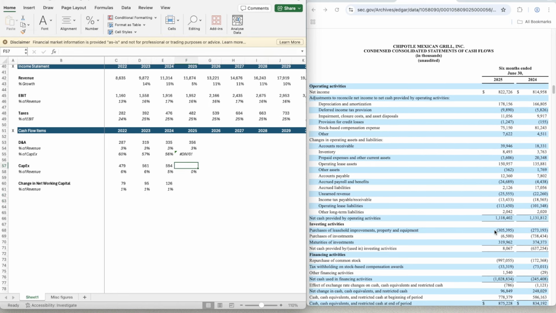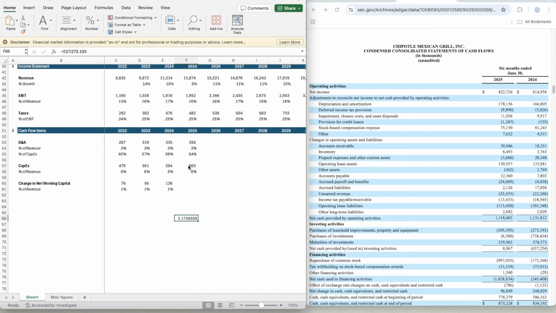So again, here we just have a quick check to see how it did relative to the half year. 273.193, so 2.17. Okay, so the second half of the year, their CapEx was more than the first half. So we'll go 305.395 multiplied by 2.17.